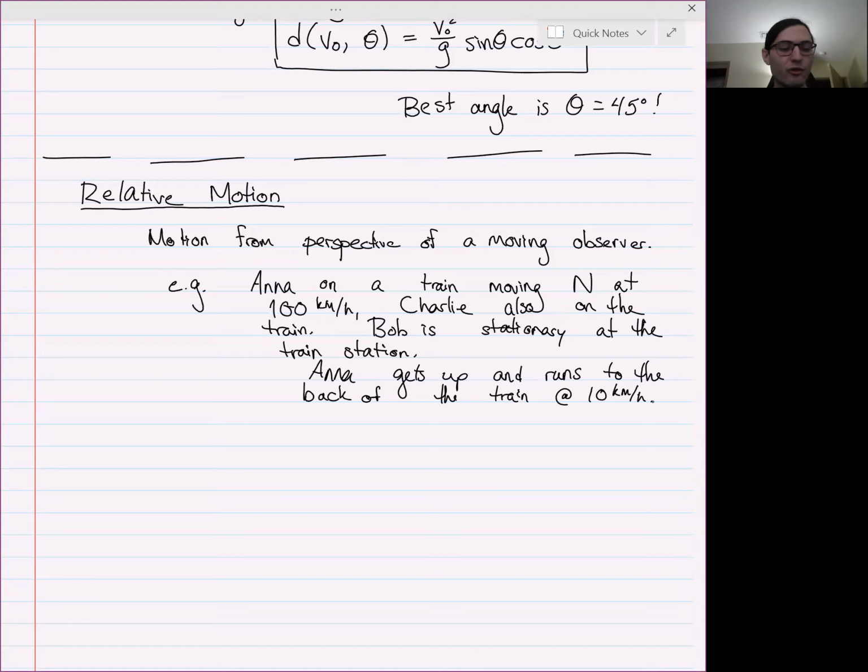So we might ask, how fast is she traveling relative to the other observers? Well, from Anna's perspective, I'm going to abbreviate with A, she's not moving at all. Everything else is moving around her, right? That's how perspective works.